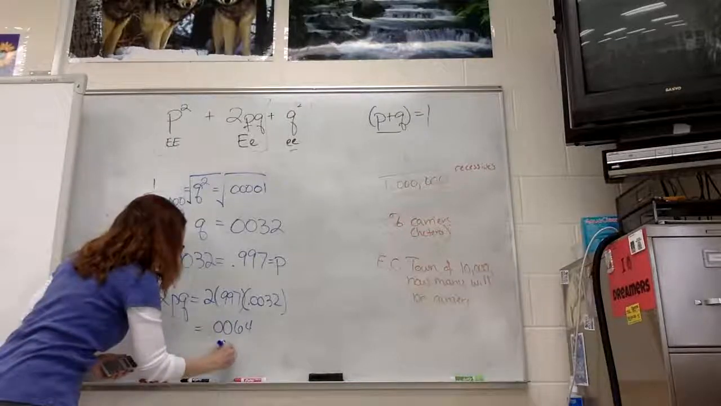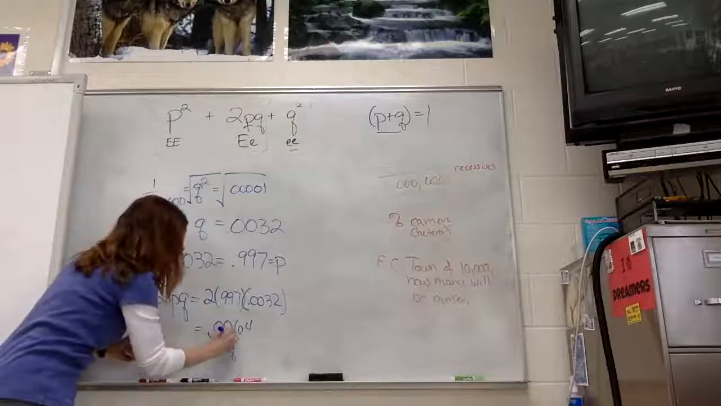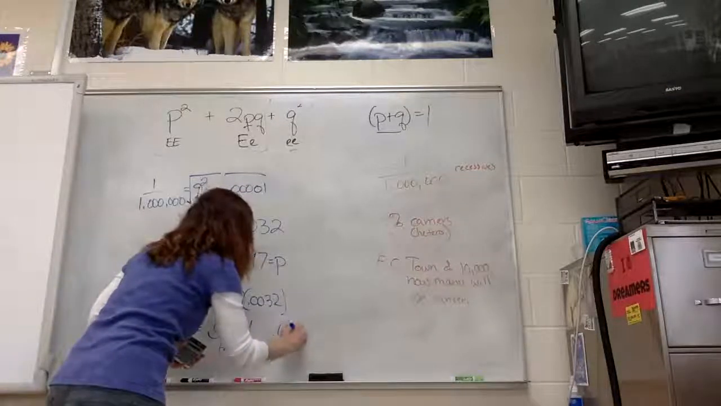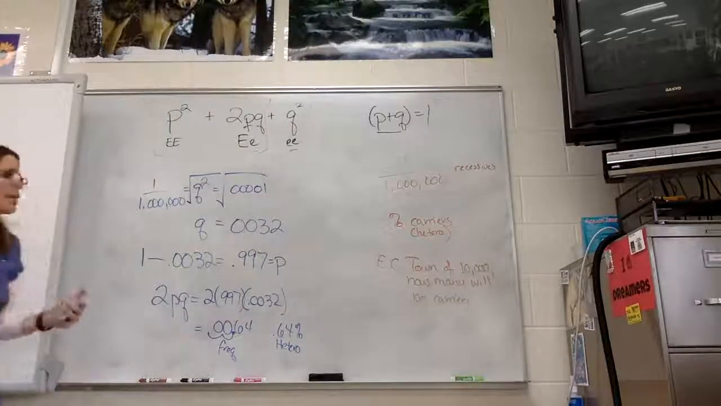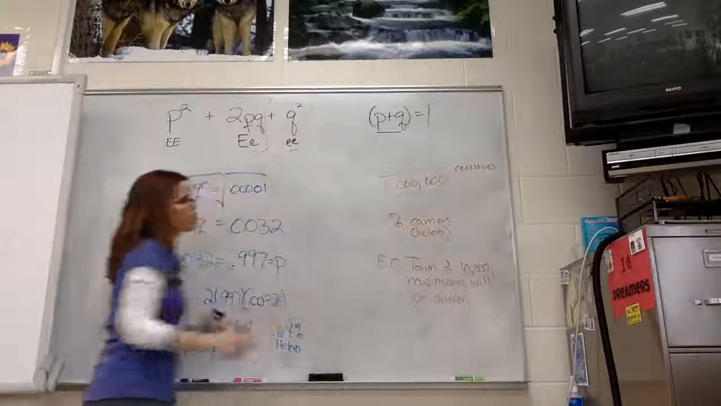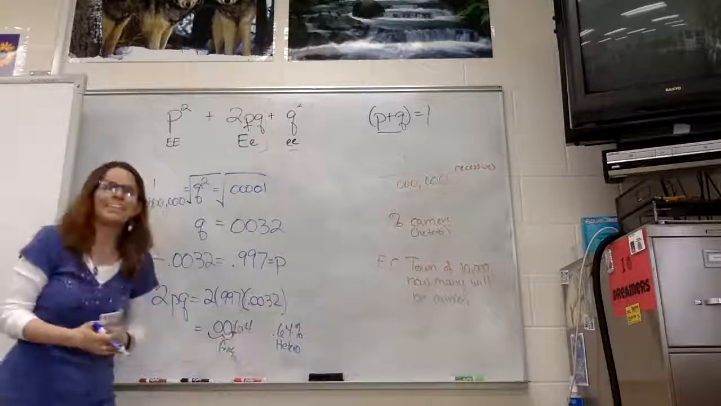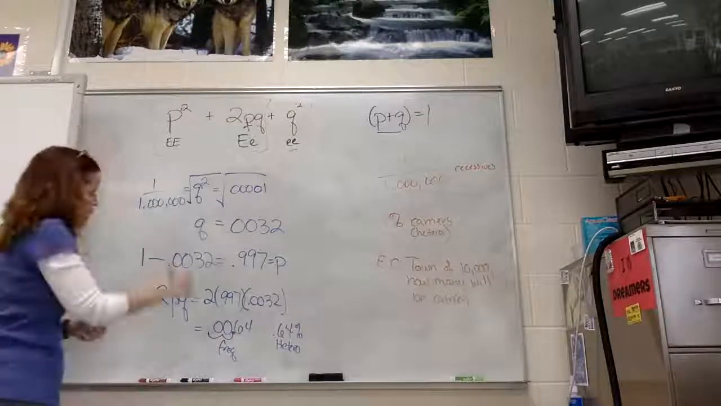So that's the frequency. That's what we call the frequency. To get the percent, we scoot it over by 2 decimals. So the percent is 0.64% of the population are heterozygotes. And we've answered this question right here. 0.64% are the heterozygotes.